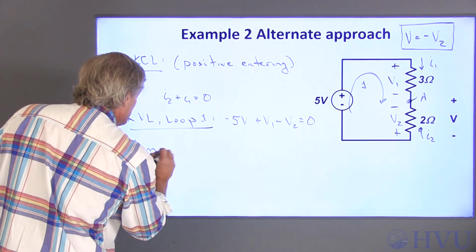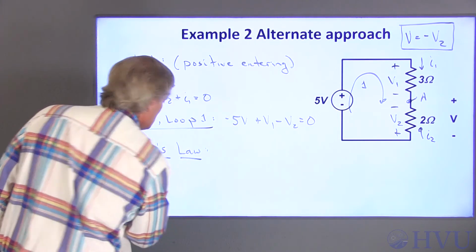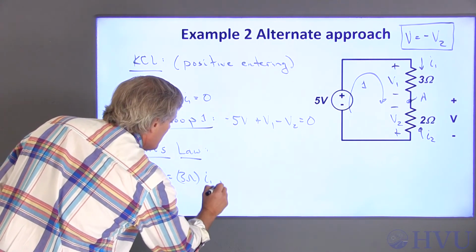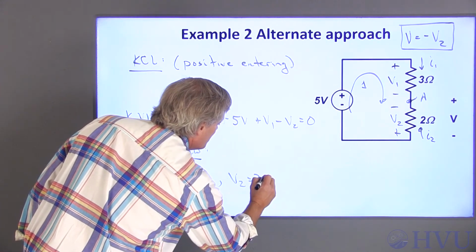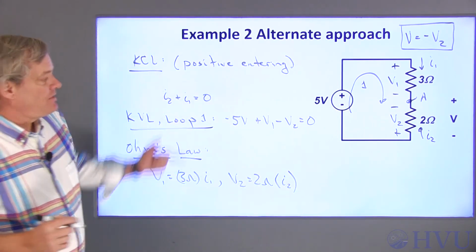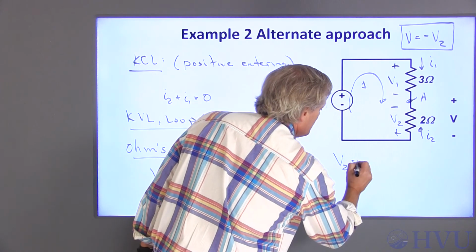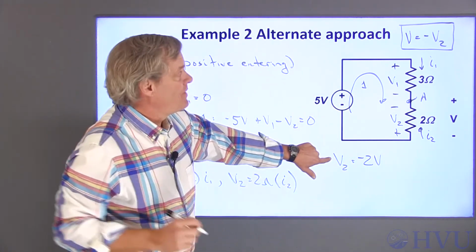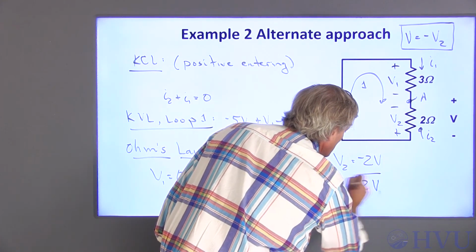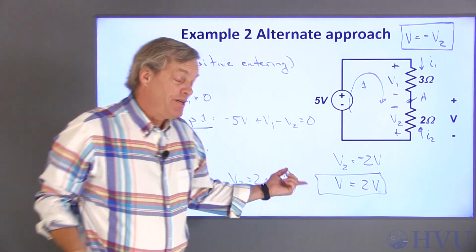Ohm's law tells me that V1 is equal to 3 ohms times I1, and V2 is 2 ohms times I2. If I solve these equations for V2, I get V2 is equal to negative 2 volts. But since V is the negative of V2, V is positive 2 volts, which is the same answer as I got before, which it needs to be. This video shows how to apply the passive sign convention, Ohm's law, and Kirchhoff's law together in order to analyze an electrical circuit.